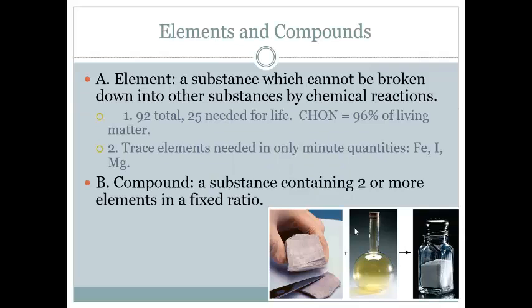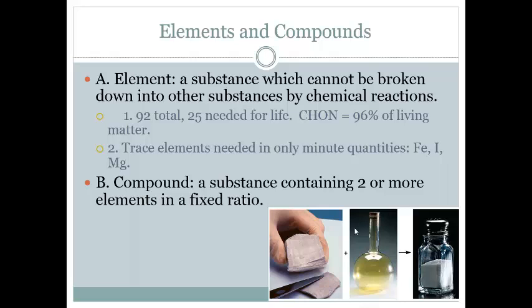What is an element? An element is a substance that cannot be broken down into other substances by chemical reactions. There are 92 total elements on the periodic table. There are 25 elements that are needed for life. 96% of all living matter is made up of 4 elements: carbon, hydrogen, oxygen, and nitrogen.